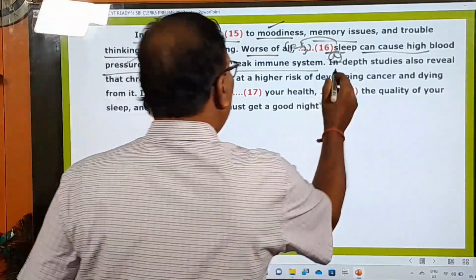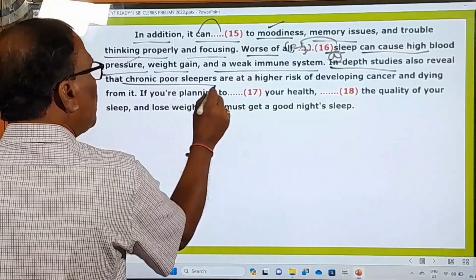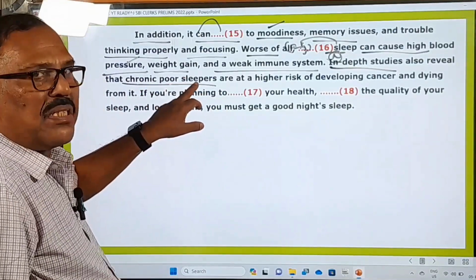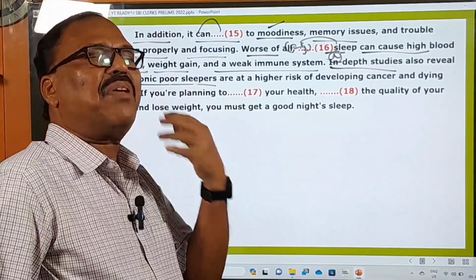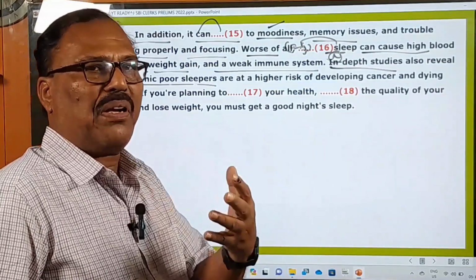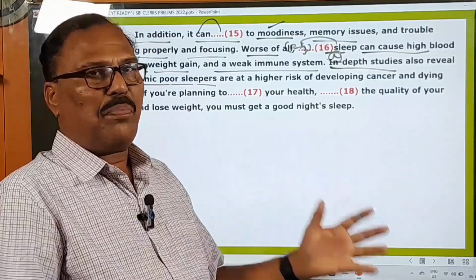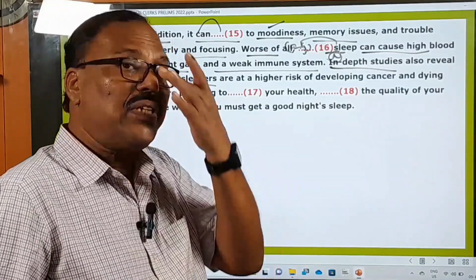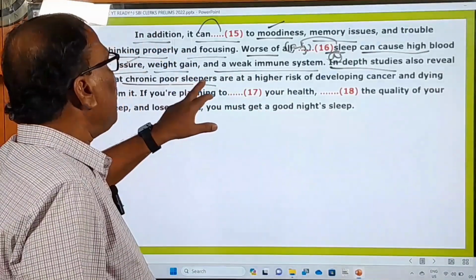And in-depth studies, that means deep studies, also reveal that chronic poor sleepers. Chronic means regular. Some people will sleep irregularly. That is a problem for them every day, not once or twice. If you cannot sleep properly once or twice, it can be ignored. There is no problem. But regularly some people will suffer from lack of sleep. So that is called chronic. Chronic poor sleepers, they are called.